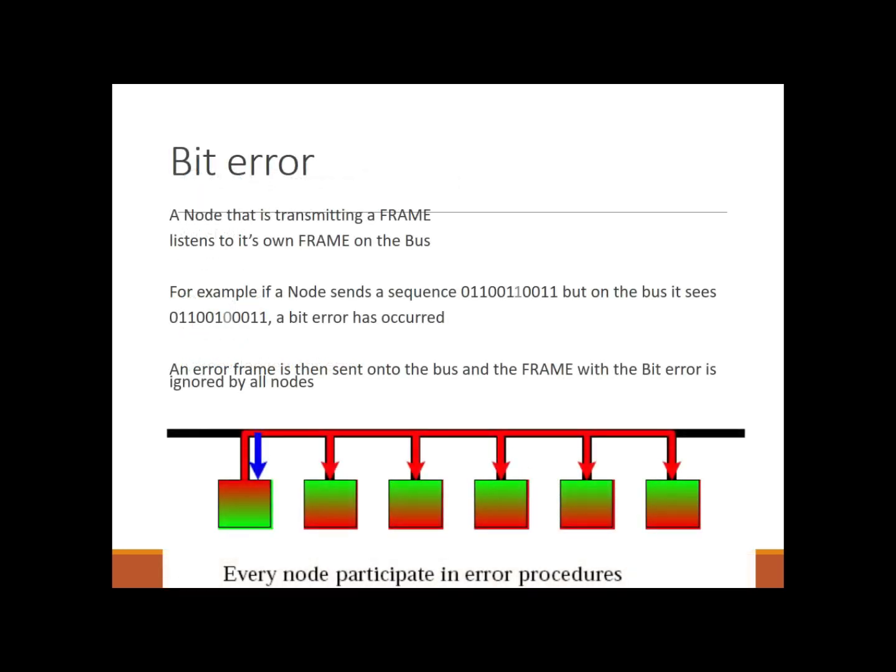What is a bit error? A node that is transmitting a frame listens to its own frame on the bus. For example, if a node sends the sequence 0 11 00 11 00, but on the bus it sees 0 11 00 1 00 0 11, then a bit error has occurred. You have to verify and find where the bit error occurred. An error frame is sent on the bus, and the frame with the bit error is ignored by all the nodes.